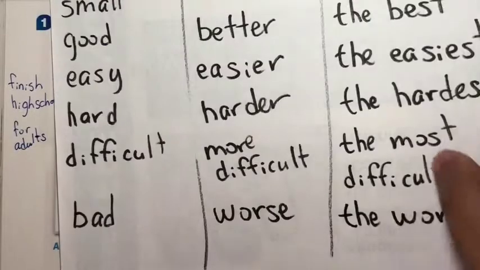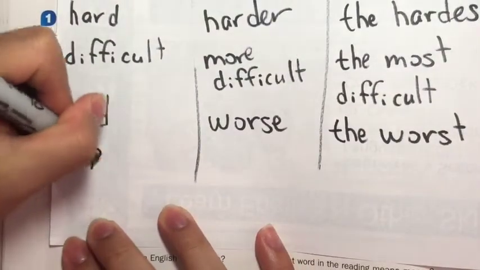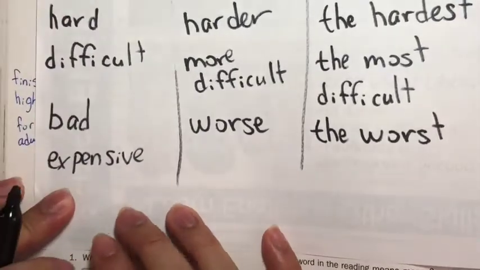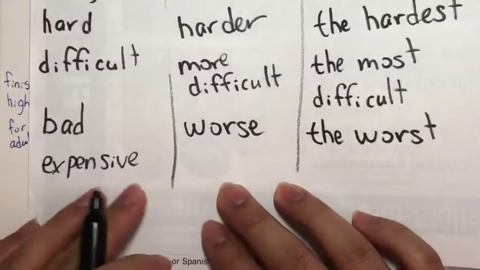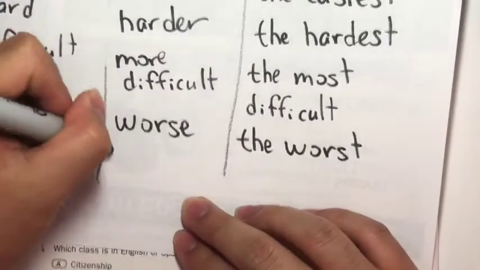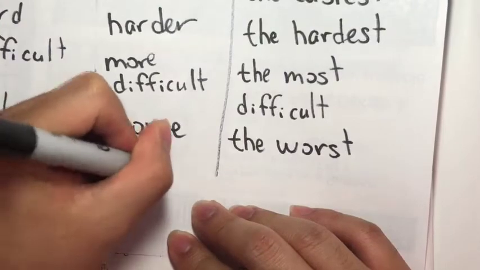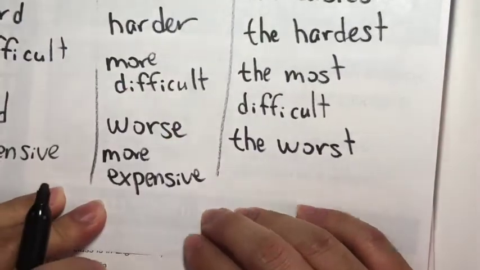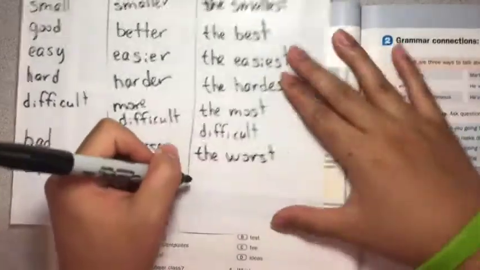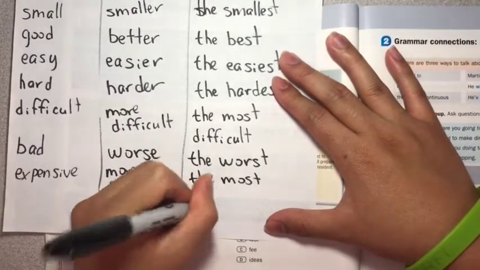So, let's talk expensive. Expensive means something costs a lot of money. When we talk about one thing, we say expensive. When we compare two things, we say more expensive. More expensive. And when we talk about 3 or more things, we say the most expensive.